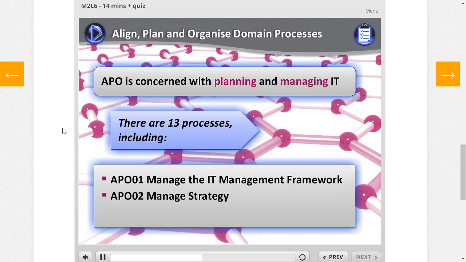APO 02. Manage strategy. To manage the IT strategy and ensure that it aligns with the enterprise strategy. APO 03. Manage enterprise architecture. This process is concerned with establishing standards, templates, guidelines, procedures, and so on that will support the strategies and objectives of the enterprise.